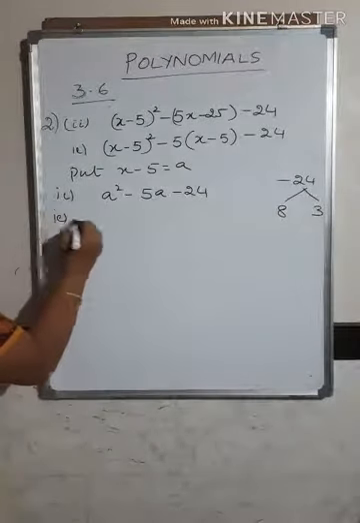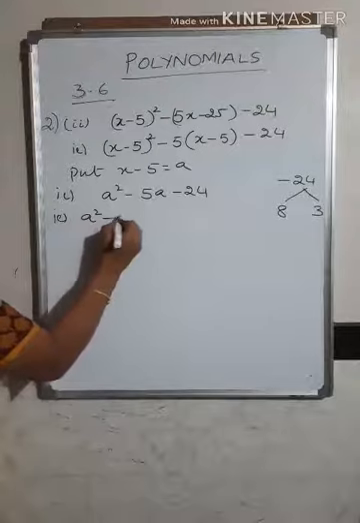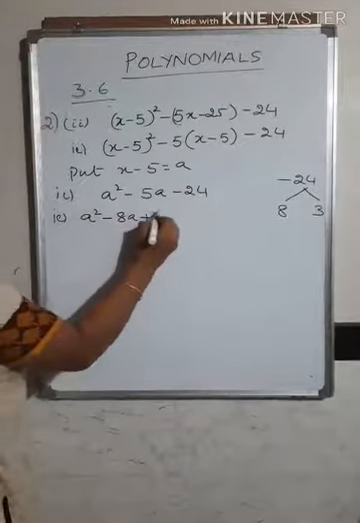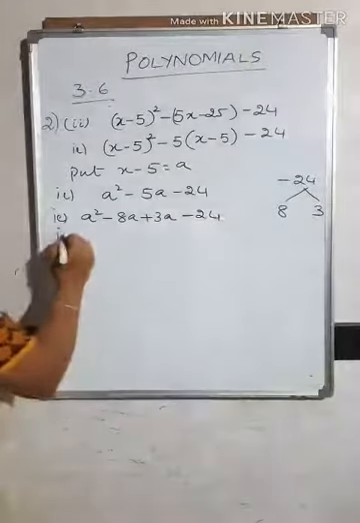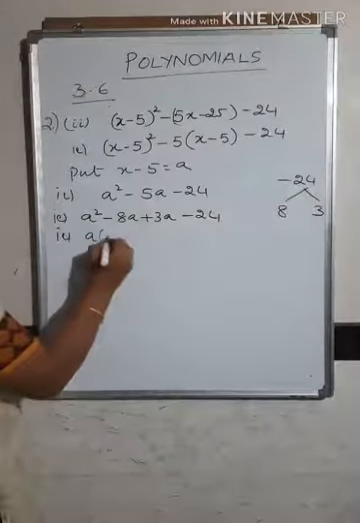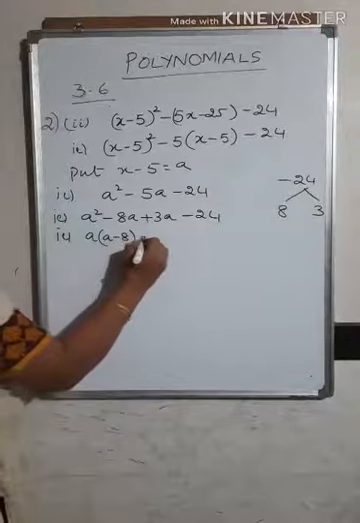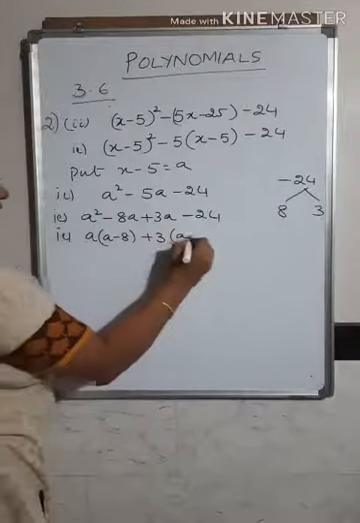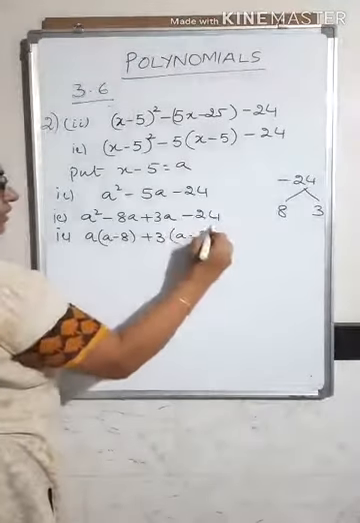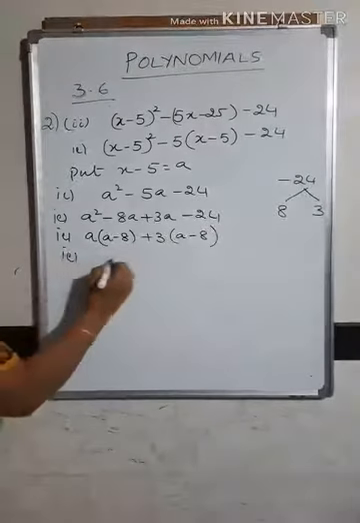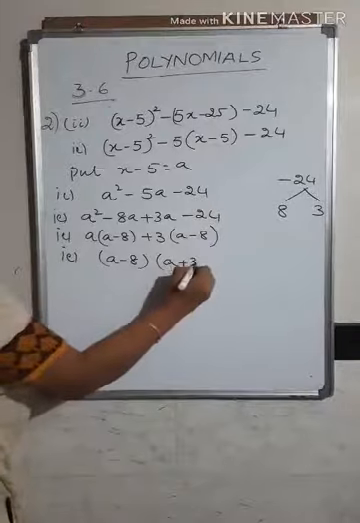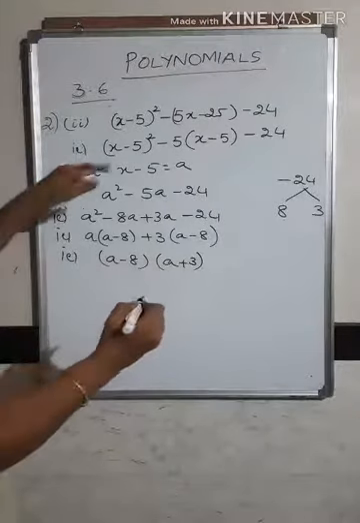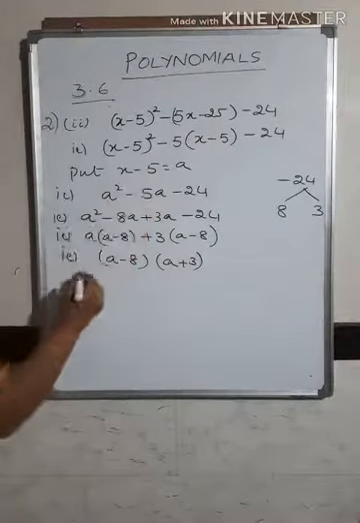So you get this as a square minus 8a plus 3a minus 24. Taking out common factor, you get a minus 8 plus 3 into a minus 8. So here the factors are a minus 8 into a plus 3. So this is not your final answer. Put the value of a as x minus 5.